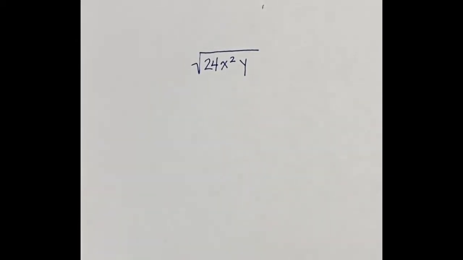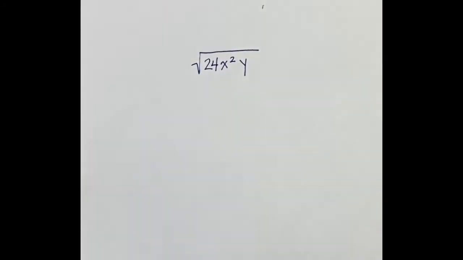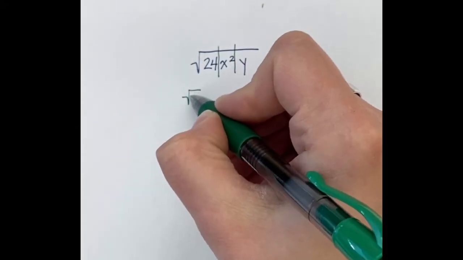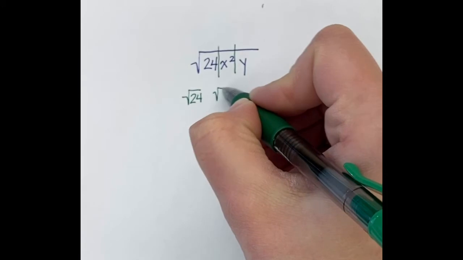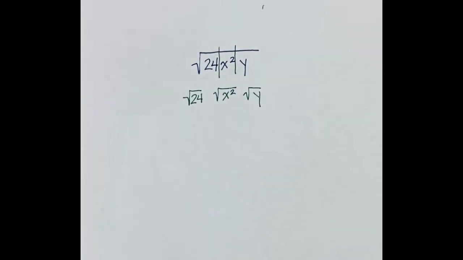Today we're going to look at radical 24 x squared y. The difference between the last ones and these is that now we have variables in here. You deal with this radical the same way that we dealt with the last one. We just have a couple different parts. We've got radical 24, we've got radical x squared, and we've got radical y. You just have to simplify all of these parts individually and then put together your final answer.